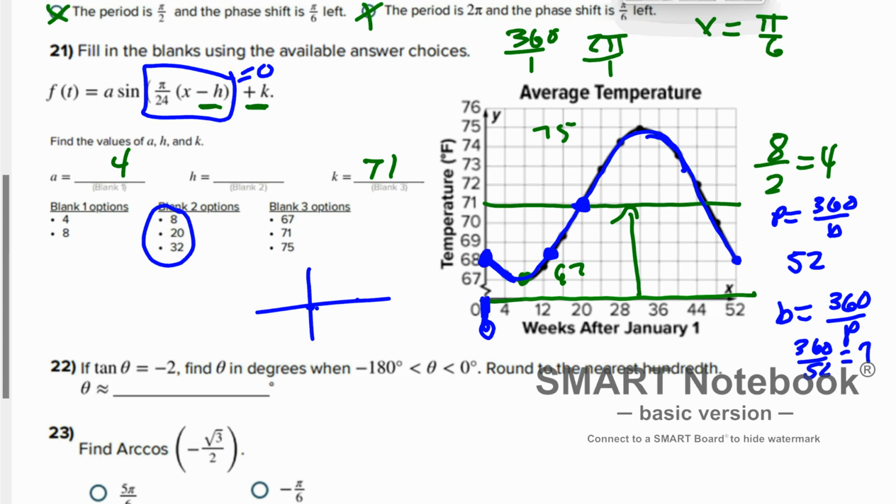Just like on our sine function, it starts at our midline and goes up. So since we're doing sine, we've got to find that midline, see where it hits 0 and goes up, right? It does hit 0 here, but it goes down after that, so it's not going to be that number. But this one right here starts at our midline at 0 and goes up. So that means our phase shift would be 20. Our h would be 20.